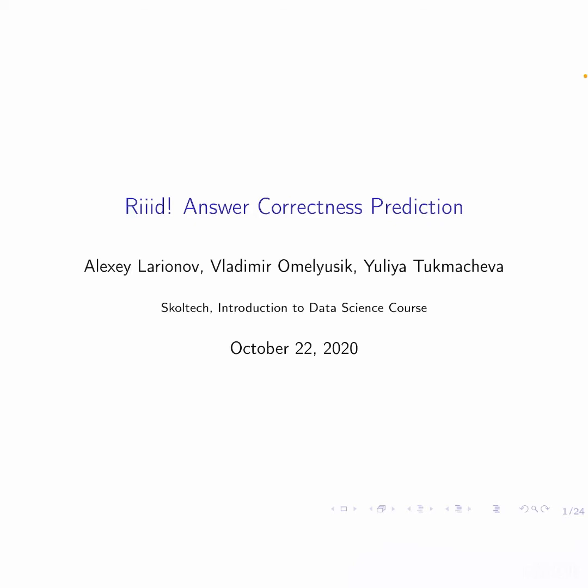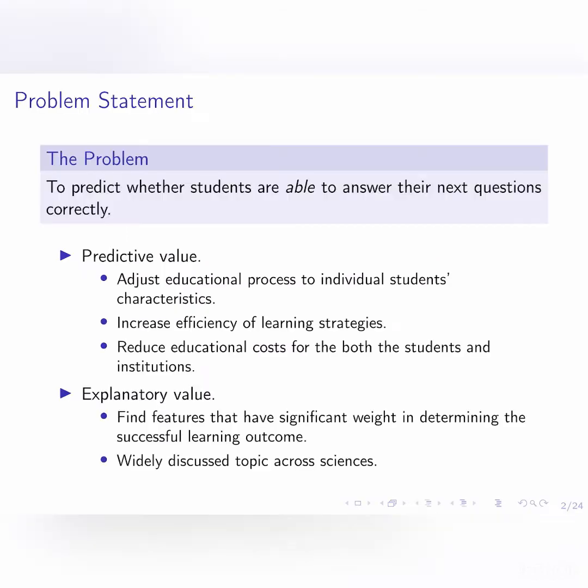Hello, dear colleagues. We would like to present our project, which is a solution to the answer correctness prediction problem. So the problem is to predict whether students are able to answer the next questions correctly. Note that the problem has two aspects which allow us to achieve different types of valuable results.